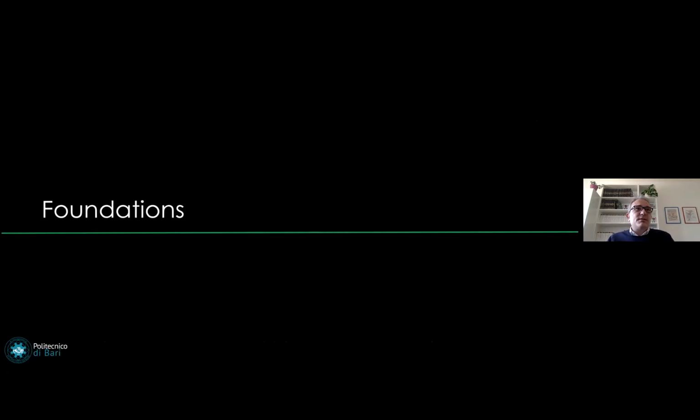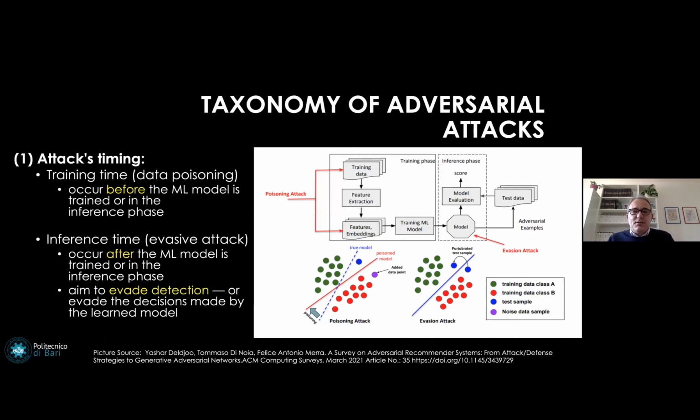Okay, so let's start now talking about the foundations of adversarial attacks, and we start by defining a taxonomy of adversarial attacks with respect to different points of view. So we start with attack timing, and we see that we can attack a system at training time or at inference time. In the first case we talk about data poisoning, while in the second case we talk about evasion attacks.